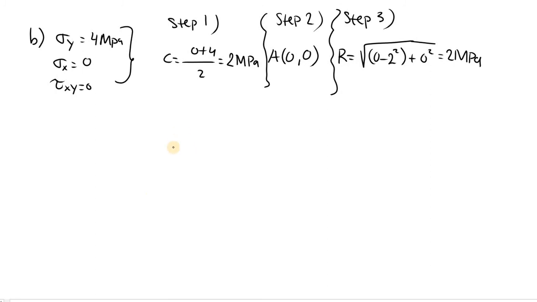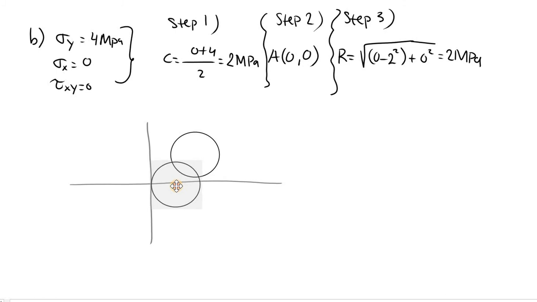We'll draw our coordinate field first, our shear axis, our normal axis. The neat part with having our center at 2 and a radius of 2 is that the edge of our circle is going to intersect the origin. So let me draw my circle, and I'll align that with the origin like that.